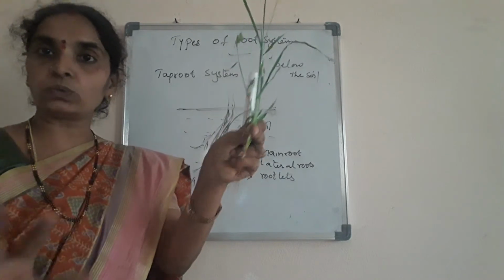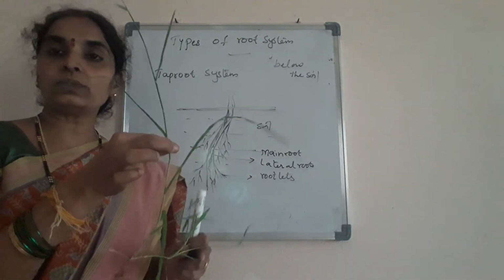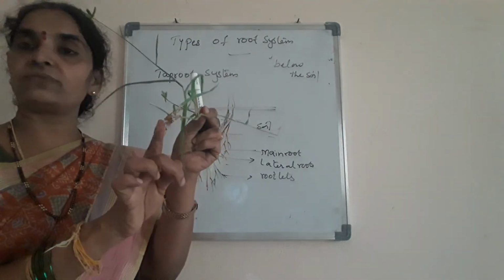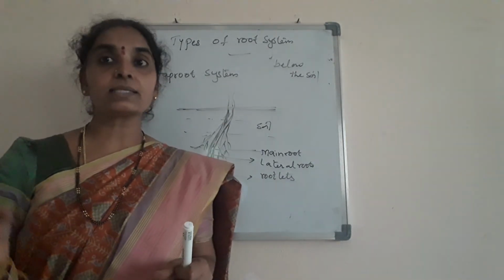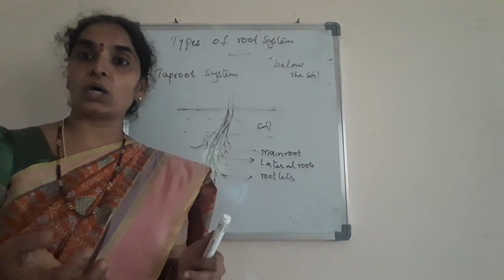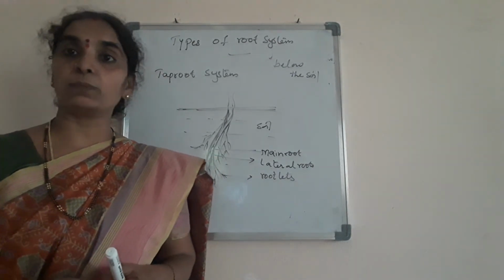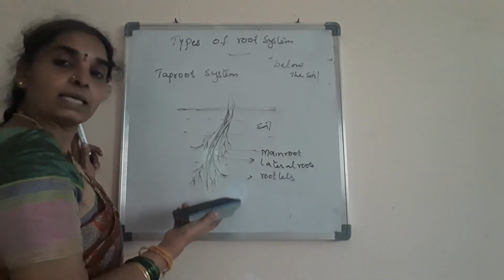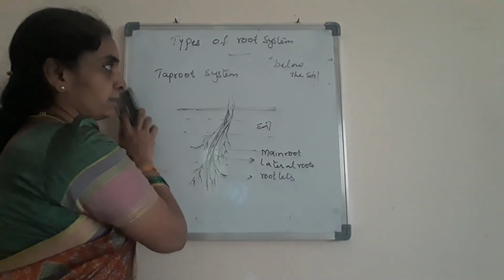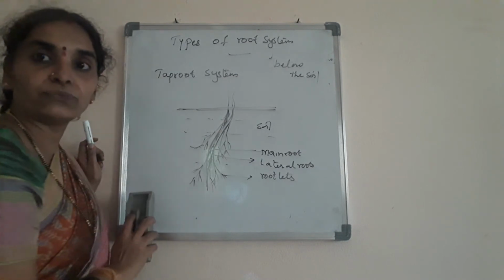There is no main root in the grass. So this type of root system is called fibrous root system, that you find mainly in grass, paddy, barley, jowar. So these are all the plants with monocots. You find them with the fibrous root system. I'll show you the diagram of fibrous root system.